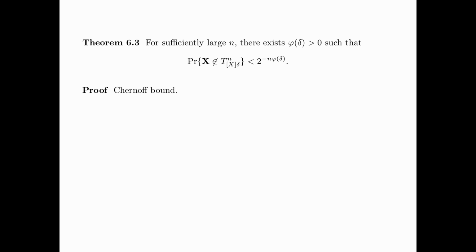Theorem 6.3 is a stronger result, which says that for sufficiently large n, there exists some function phi of delta, which is strictly positive, such that the probability of not getting a strongly typical sequence is less than 2 to the power minus n times phi of delta. This means that this probability not only tends to 0 as n tends to infinity, but it tends to 0 exponentially fast. The proof of this theorem invokes the Chernoff bound. Since we are not going to use this theorem for the rest of the course, we omit the proof here.